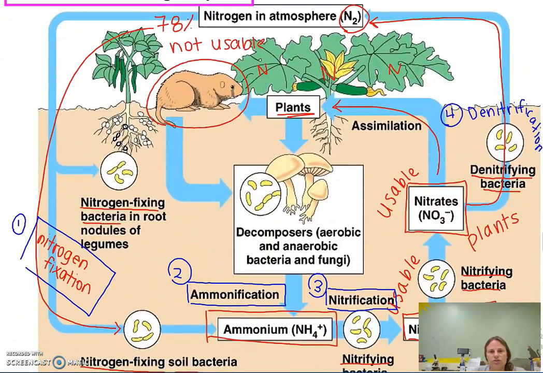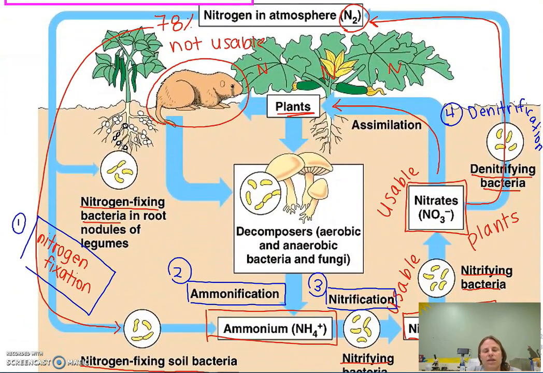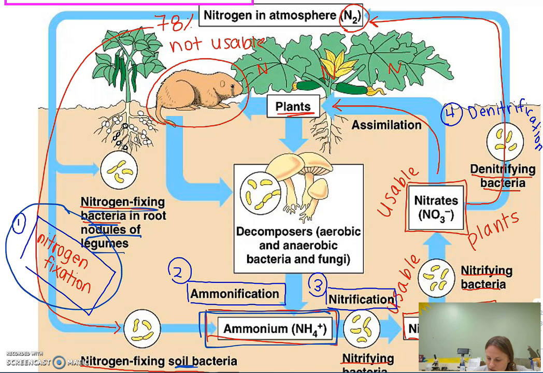Now let's explore the nitrogen cycle. 78% of the atmosphere is composed of nitrogen, but it's in an unusable form. So how does nitrogen get to a usable form? Well, it involves a couple of steps. So the first step is nitrogen fixation, where you've got nitrogen-fixing bacteria that occur in the nodules of the legumes as well as in the soil. That nitrogen-fixing bacteria converts that unusable atmospheric nitrogen into ammonium by doing ammonification.